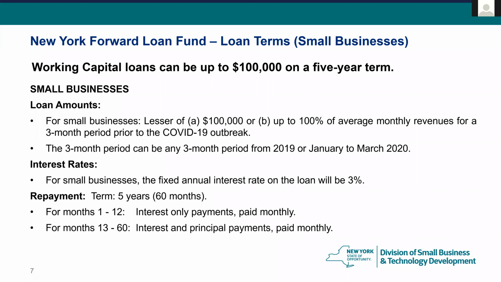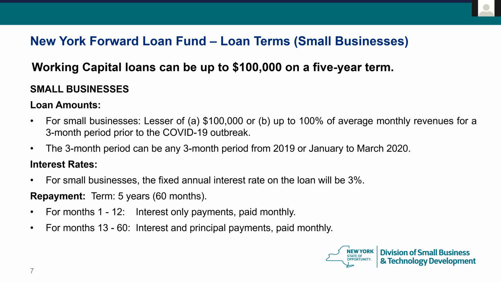This is your revenue calculation, and it can be for any 3-month period in the year 2019 or January through March 2020. So if you're a seasonal business and you do more business in the summertime, you can choose May, June, July as your basis for how much you're allowed to borrow. If you're a retail business and the 4th quarter is important to you, October, November, December, you can choose that as your basis to borrow. Makes it much more flexible and really raises the ceiling for how much small businesses can borrow through the program.